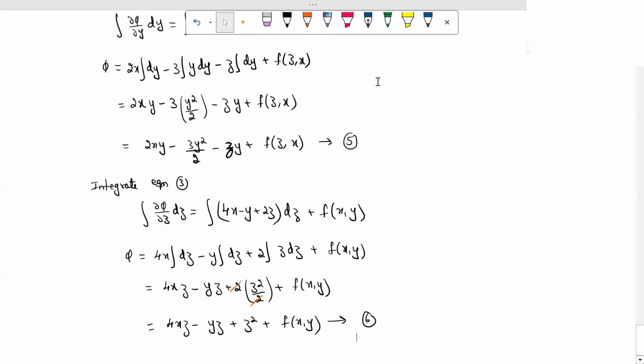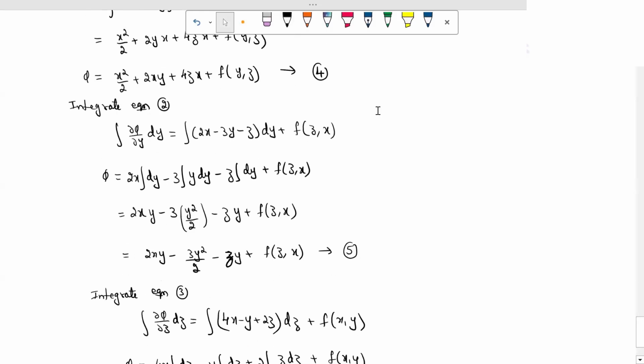Now we need to compare equations 4, 5 and 6 and get the required solution. First, let me compare equations 4 and 5. If we observe equations 4 and 5, the left-hand sides are the same. If the left-hand sides are the same, the right-hand sides should also be the same.